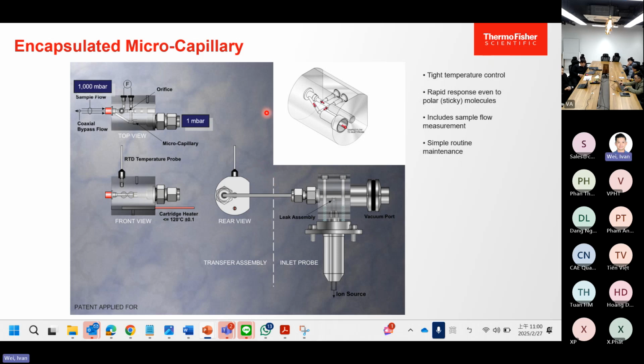For further reduction of the pressure, we use what are called microcapillaries. Those microcapillaries have tight temperature control. They have a really quick, rapid response, and we also have special treatments on these microcapillaries. So for polar molecules, really sticky molecules such as ammonia, we are able to let this small amount of compound go through without any blockage.